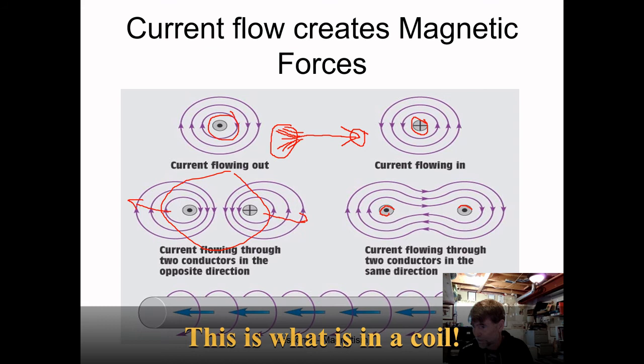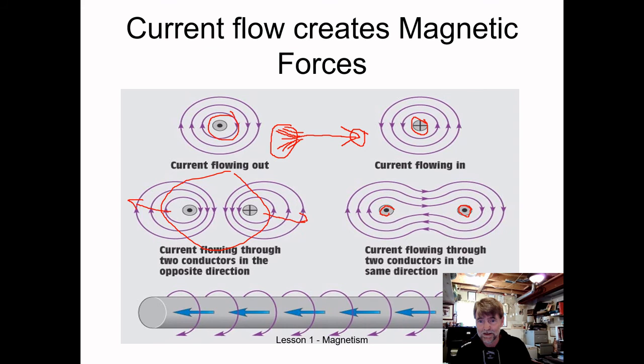Because current is flowing in the same direction, the lines of flux in the middle, where they are parallel, are not in the same direction as they were in the example on the left. They're in opposite directions, which means they unite. And what happens is you get a single larger magnetic field created from those two conductors with current flowing in the same direction.